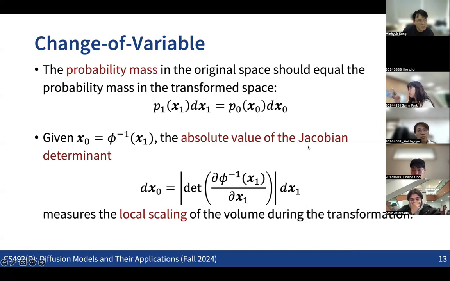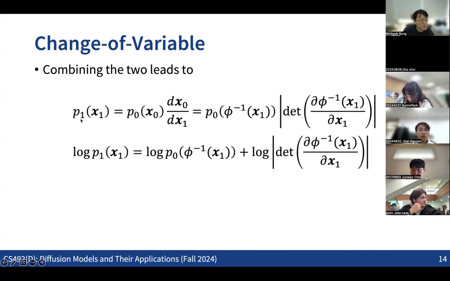When you combine these two, we can directly derive the probability distribution for P1 like this. Given a reference distribution like P0, and a mapping function pi, which is typically called the flow map, we can derive the analytic form of the probability distribution of P1 in this way.